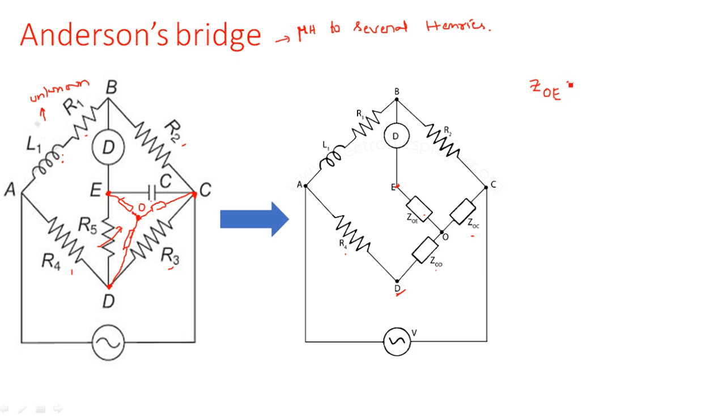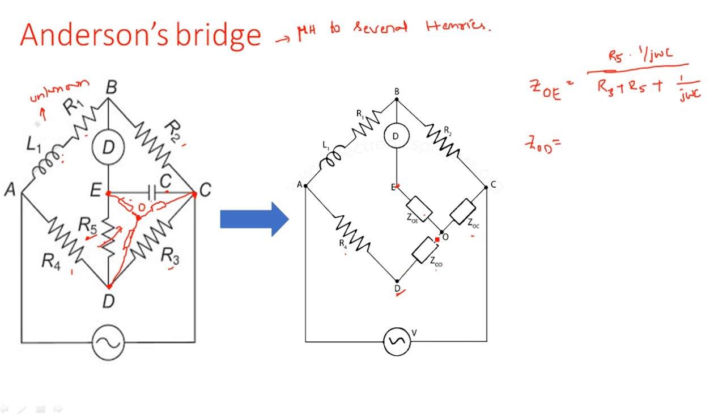How to write the equation for ZOE, ZOD and ZOC? ZOE is the impedance that comes because of R5 and C. So multiply these two, R5 into C. How to take C? 1 by J omega C, divided by the resistors and capacitors involved that we need to add together in the denominator when we are converting delta to star. So R3 plus R5 plus 1 by J omega C. This is ZOE.